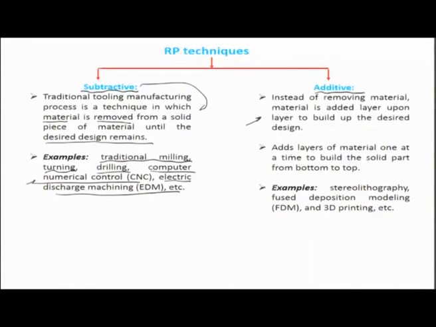So it adds layers of material one at a time to build the solid part from bottom to top. There are many examples, one of which was widely used in the earlier years and is still used quite rapidly in the electronics industry as a micro nano manufacturing technique, and that is stereolithography.